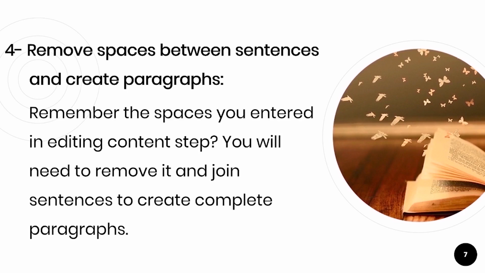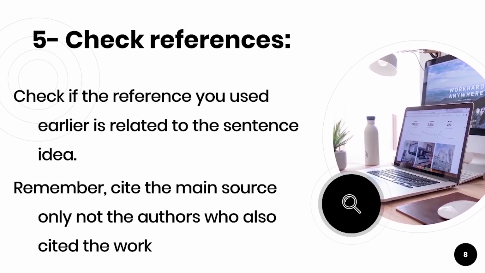Remember the points that you created before and the spaces that you entered in the editing content step? Now is the time to remove them. Join sentences to create complete paragraphs. Now you will go back and see if the work that you cited is related to your sentence idea. Remember, you can only cite the main source of the work, not the other work that just cited the main source like you.